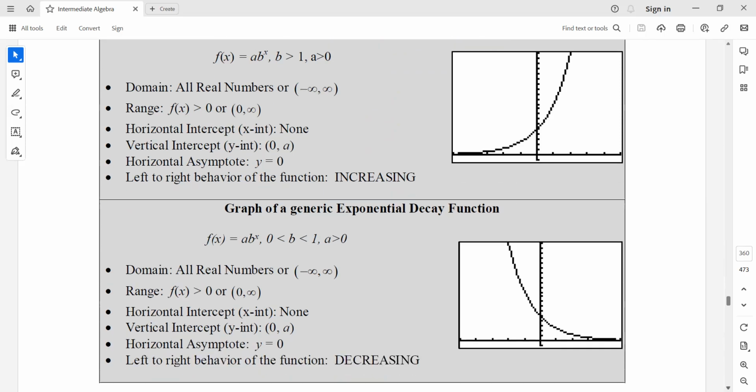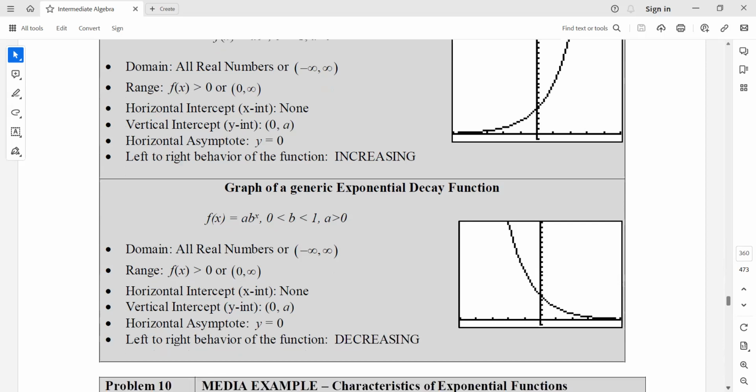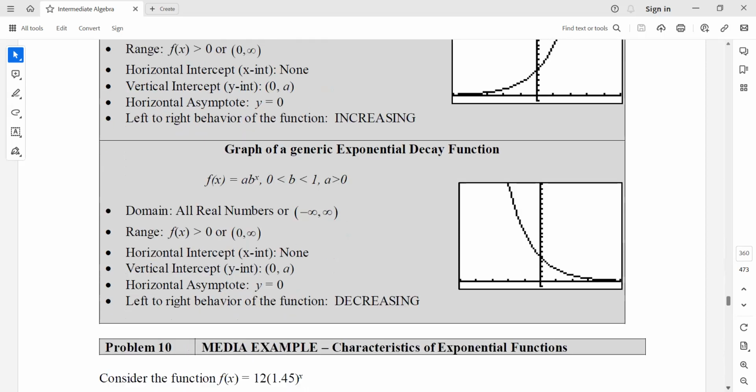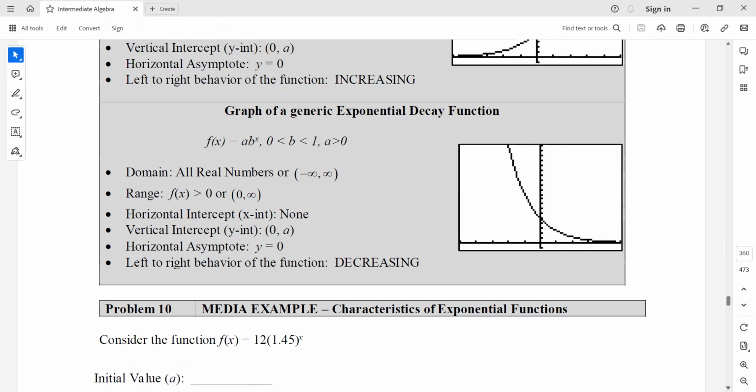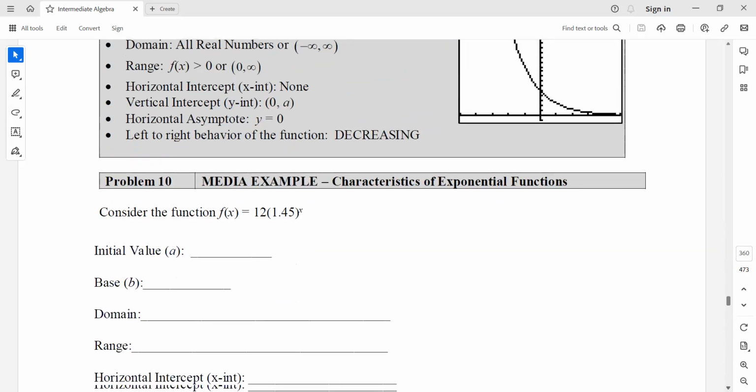Now, what about a decreasing exponential? The domain is the same. The range is the same. Horizontal intercept is the same. Vertical intercept, same. Horizontal asymptote, same. Wow. And the function is decreasing.